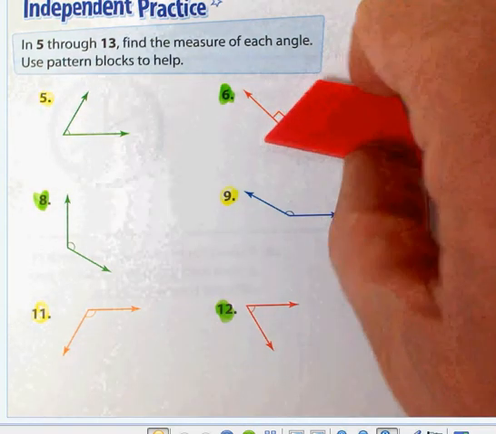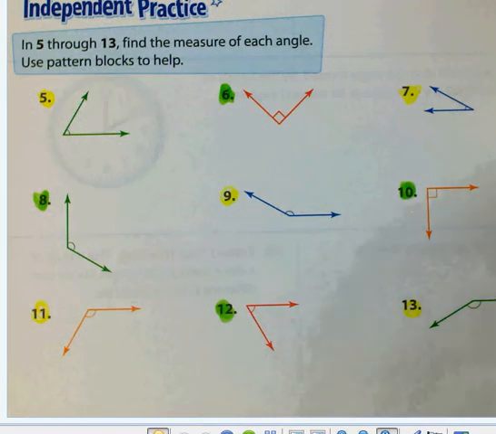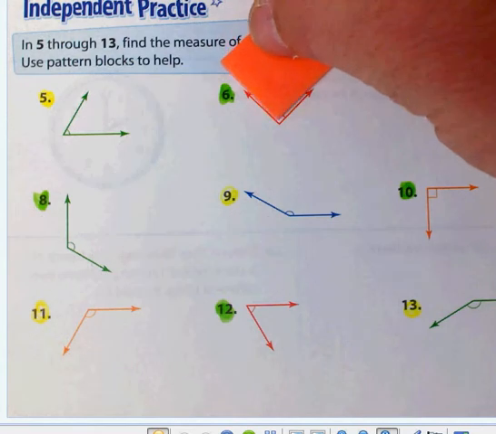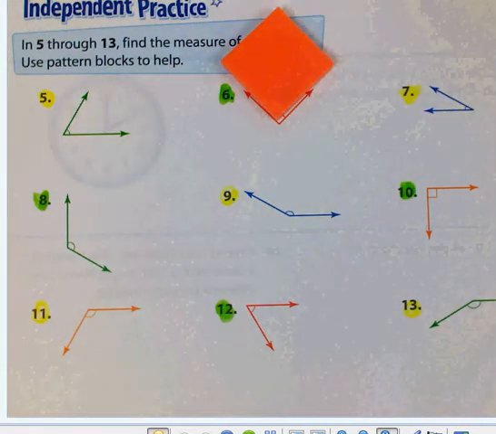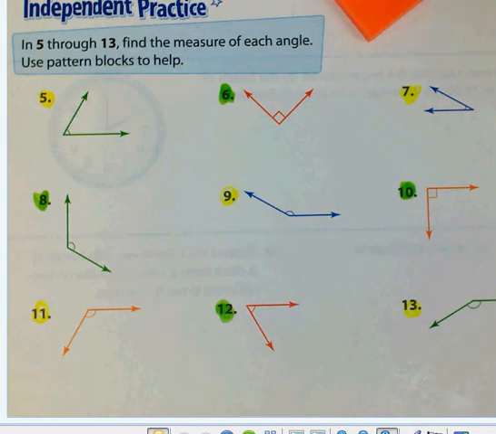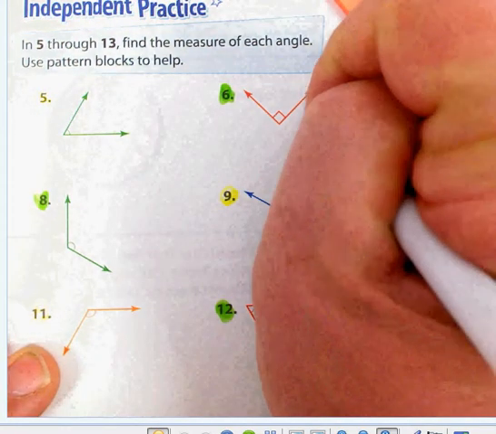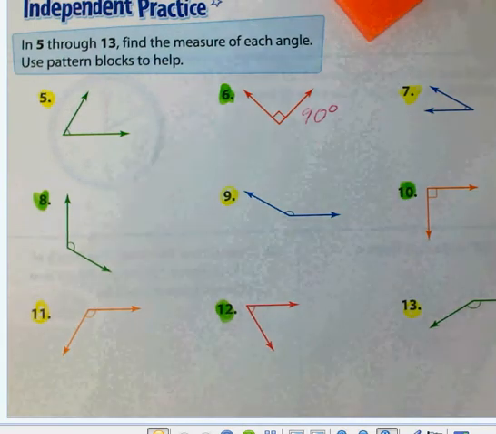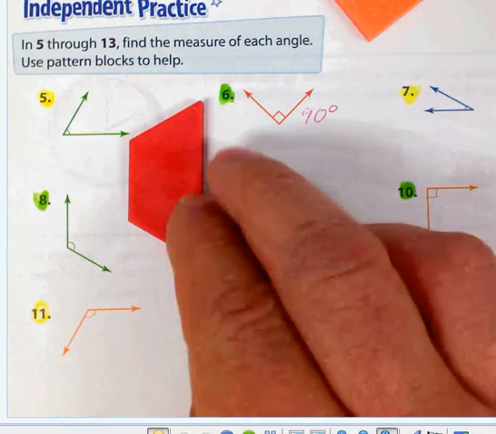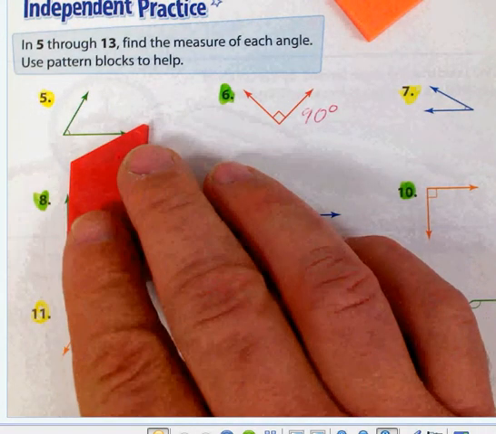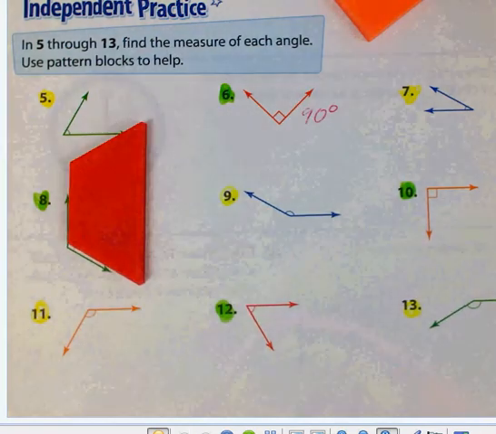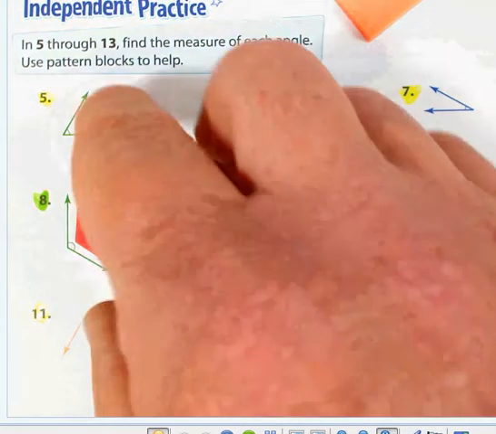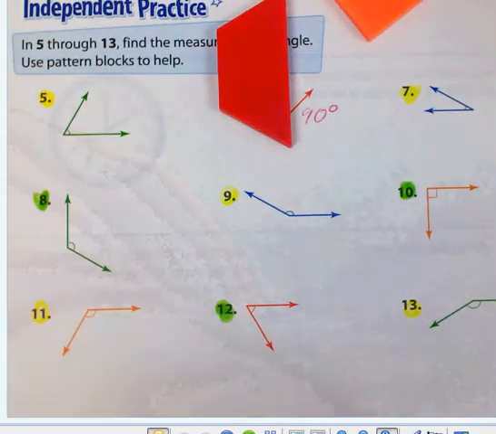So number 5 you're going to do on your own, and number 6 you can see right there. We'll use our square. It shows that it's a right angle because it has a little square on the side. We can also take our square from our pattern blocks and find out that's a 90-degree angle. So number 6 is 90 degrees. Okay, number 7 you're going to do on your own. Number 8 looks like a little bit larger angle, so we'll look at the larger angle on our trapezoid. It's the same angle. And that angle is 120 degrees.